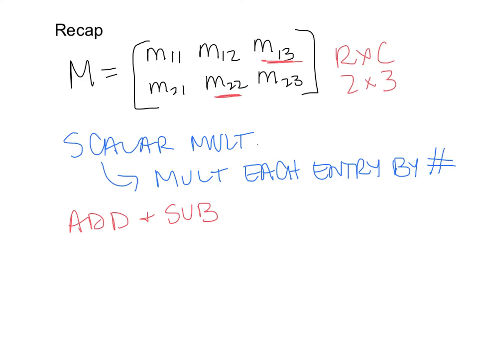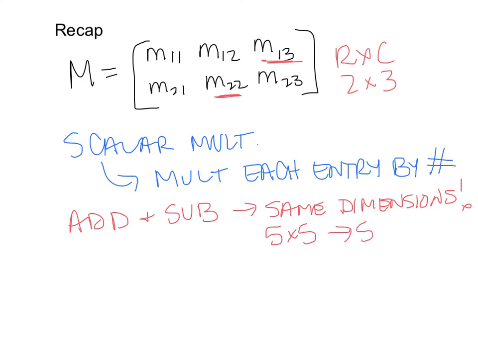So you might as well just get used to doing it in whatever order it's listed in for adding and subtracting. But remember, for adding and subtracting, they have to be the same dimensions. This means if you have a 5 by 5 matrix, you can only add or subtract it with another 5 by 5 matrix, because your answer, your solution, is going to be yet another 5 by 5 matrix.